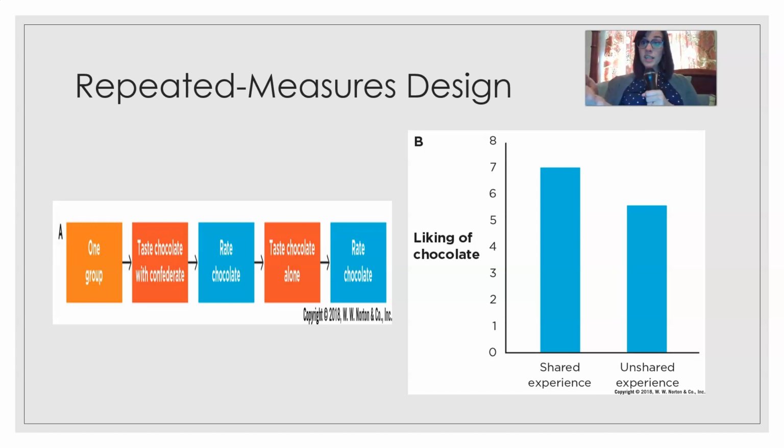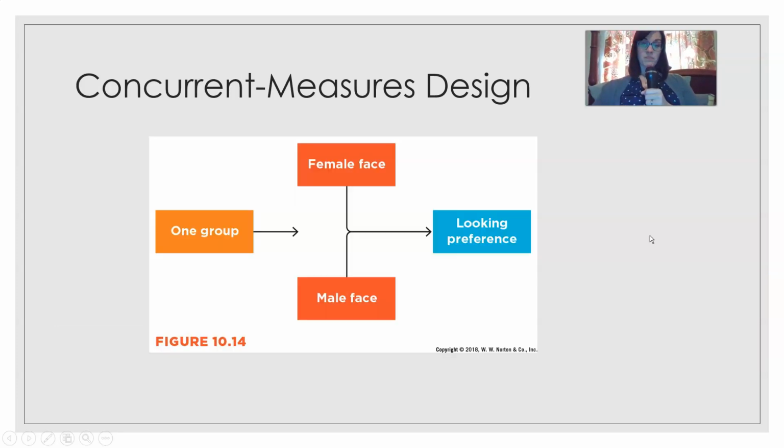Now, you could pretty easily turn this into a between subjects design. You could have one group of people tasting chocolate with somebody else and another group tasting it alone. But as we're going to see, within subjects designs are very powerful in a way that between subjects designs are not, and we'll talk about that a little bit more soon. In the context of this study, the researchers did find that chocolate was enjoyed a lot more when you were sharing the experience with somebody else rather than when you were trying it alone.